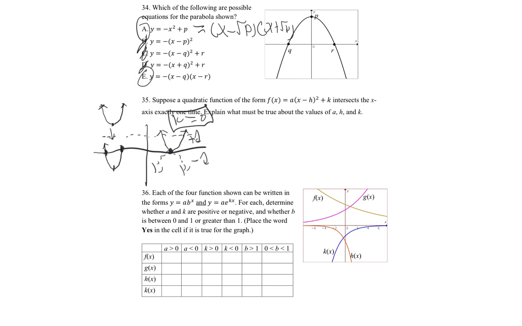So now for 36, we're told that each of the four functions shown can be written in the forms y equals a b to the x and y equals a e to the kx. For each, we want to determine whether a and k are positive or negative, and whether b is between 0 and 1 or greater than 1.